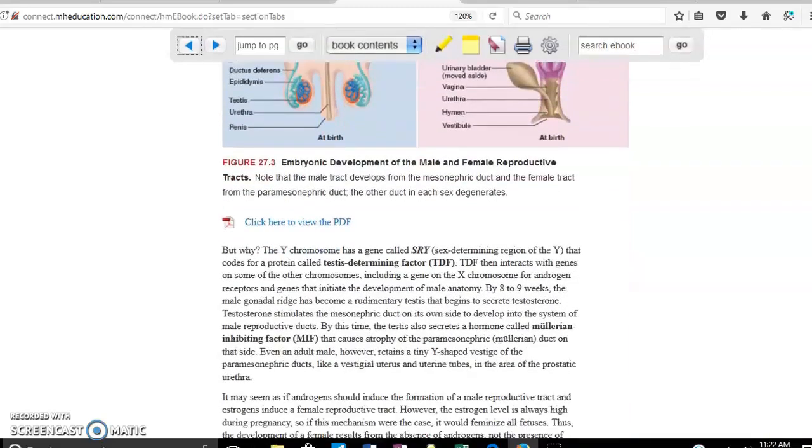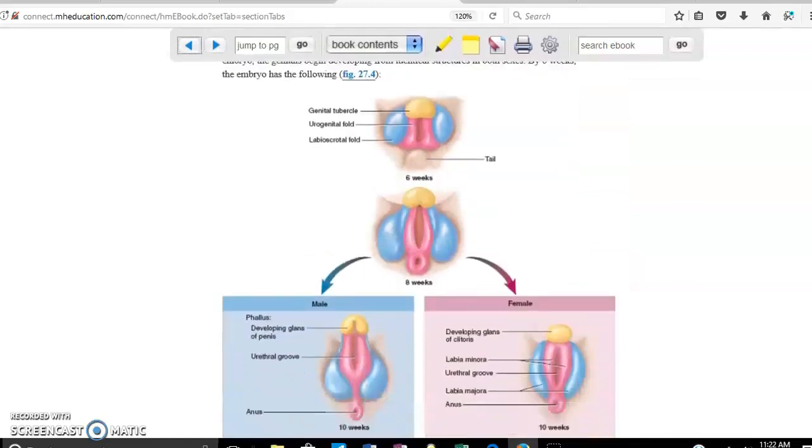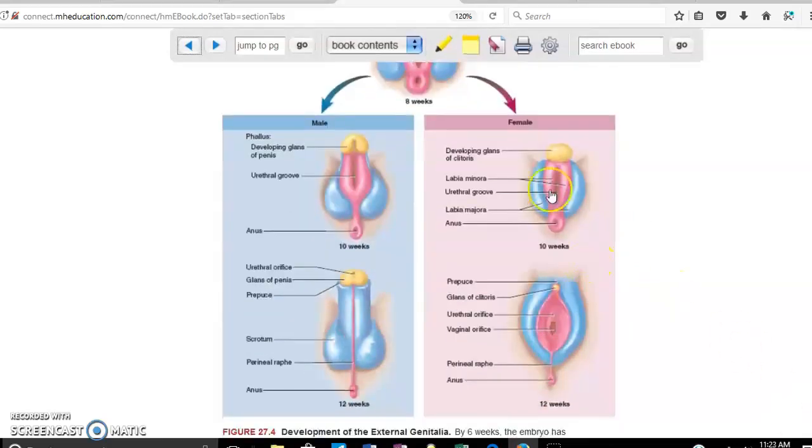So if we scroll down, external genitalia, same thing. At 5, 6 weeks it is not clear what it is, but around 8, 9 weeks, in the case of females, this is an opening, which is going to turn eventually into what is going to become the vagina, labia majora, labia minora. But in the case of the male, this area is going to close. This is going to elongate in order to eventually form the penis.